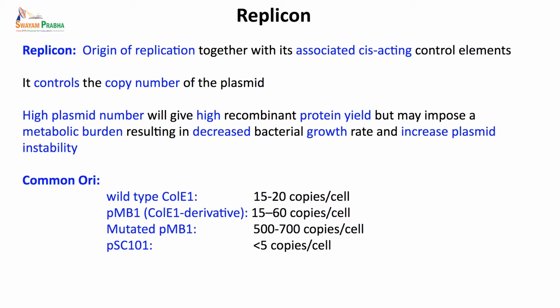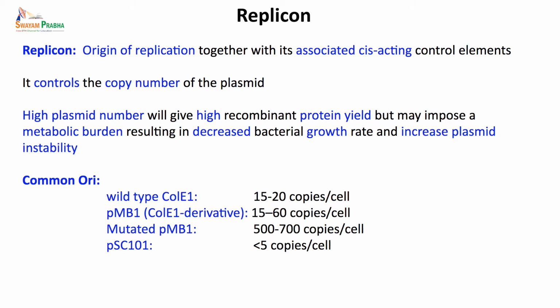So first let's talk about the replicon. So replicon, as I said, is the origin of replication, and it is basically a DNA sequence, and of course it will have other cis-acting elements which will be controlling this replicon. Depending on the kind of origin of replication that is present in the vector, if it's a plasmid vector, then the copy number of the plasmid that can exist in the cell is controlled by the origin of replication. So ORI controls the copy number of the plasmid.